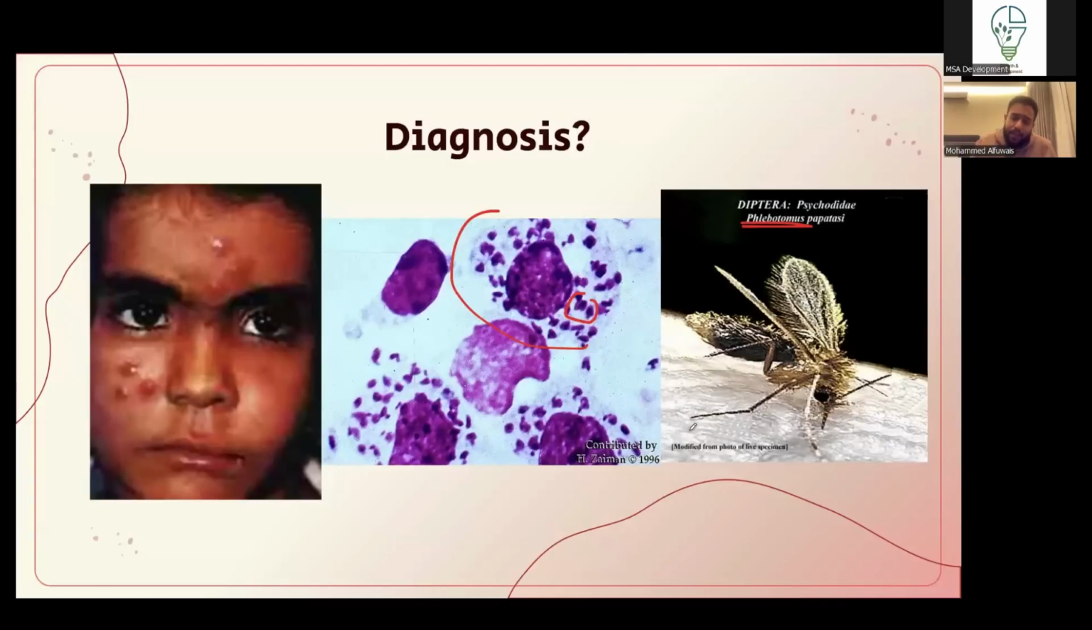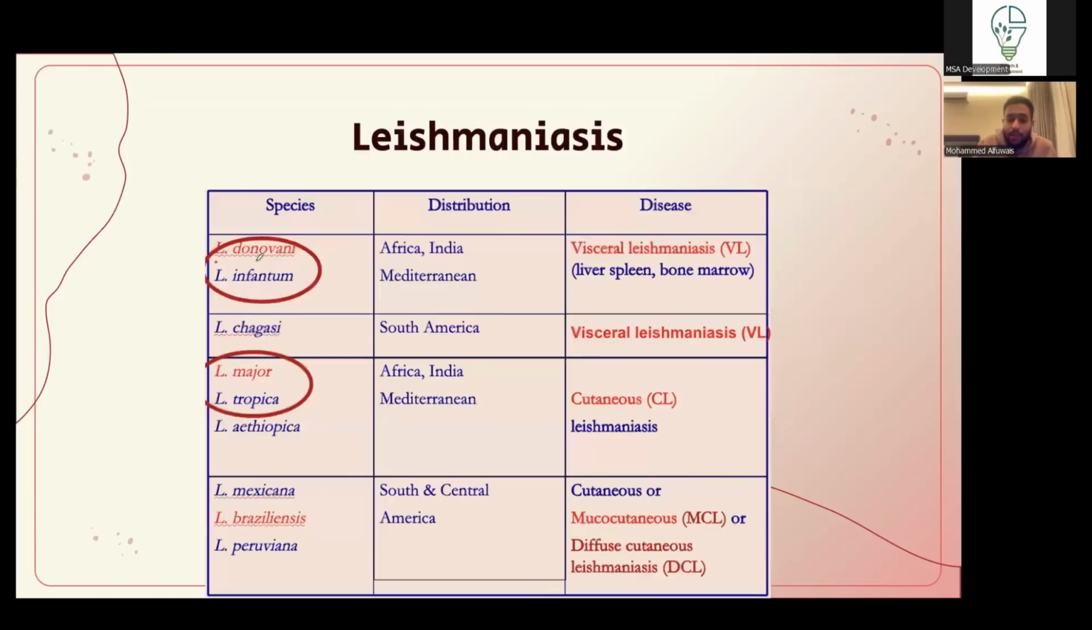Now, for leishmaniasis, we have multiple forms, two main forms: the cutaneous and the visceral leishmaniasis. What causes the visceral leishmaniasis? Donovani, just remember that one. Cutaneous is some other ones, which you can see here. Donovani causes visceral leishmaniasis, which affects the liver, spleen, and bone marrow. Okay, good.